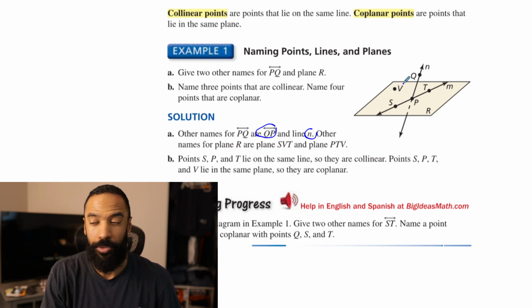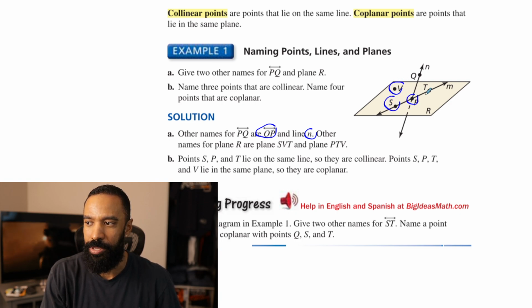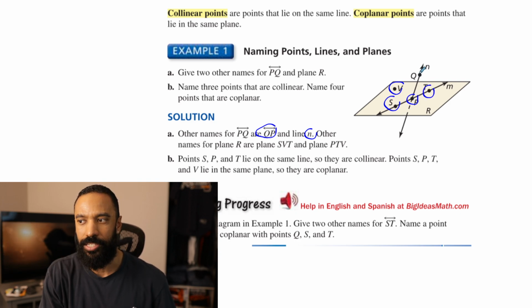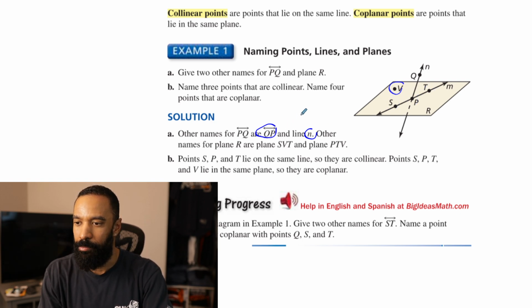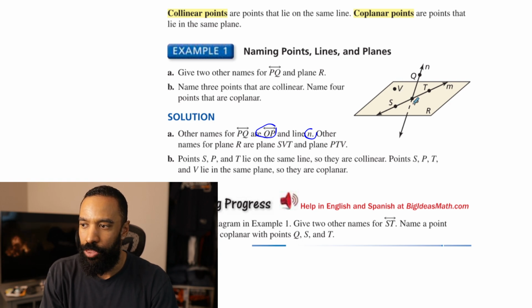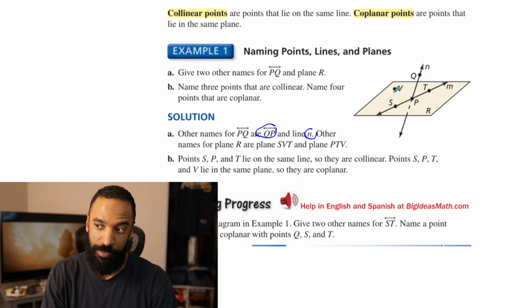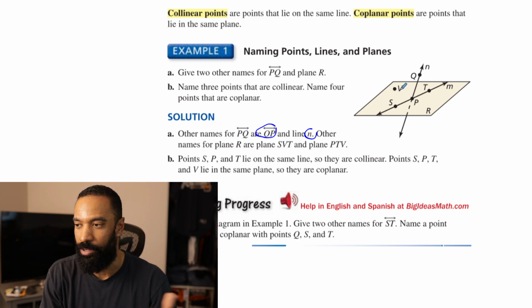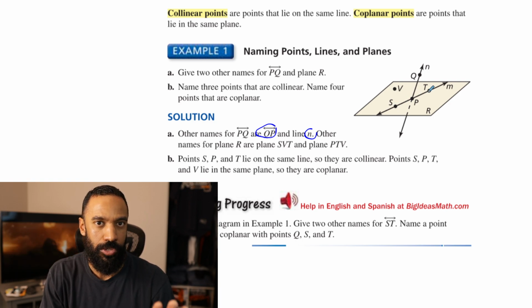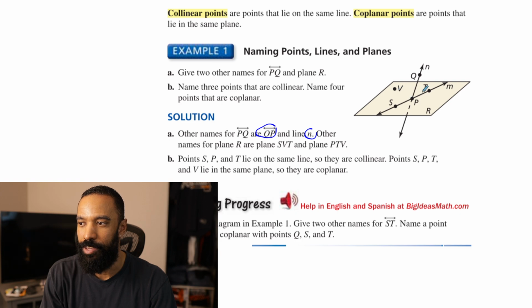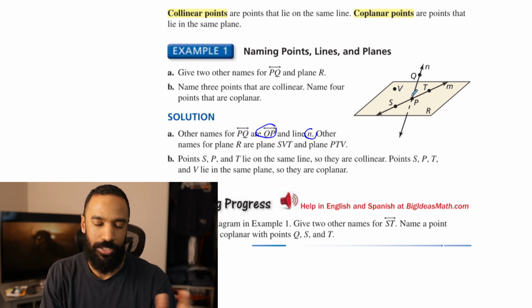So points that are coplanar are V, S, P, and T. Q is not on the plane. R is not a point, right? So I can name, let's see, give 2 other names for plane R. I can give any 3 letters that are on the plane. I could call it plane VSP. I could call it plane PSV. TPS, oh, those are collinear though, so you don't want to do that. TPV, VPT, TSV, VST, VTS, things like that, right?